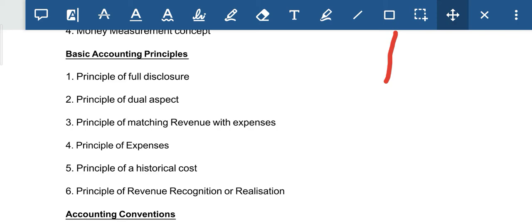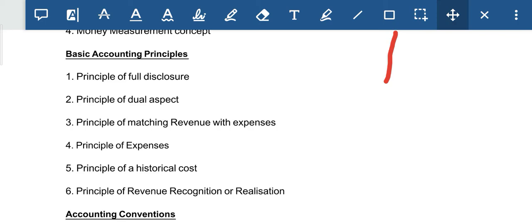Next principle is principle of historical cost. Now what does this mean? Principle of historical cost. According to this principle, assets should be recorded in the books of account at their acquisition cost or their purchase price, plus if there are any expenses for the installation, then that should also be added in that cost. If I purchase machinery of 5 lakh and I spend 10,000 for its installation, then the cost of the asset or plant will be 5 lakh 10,000.